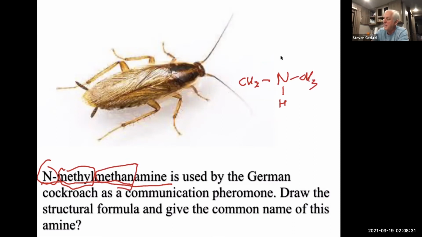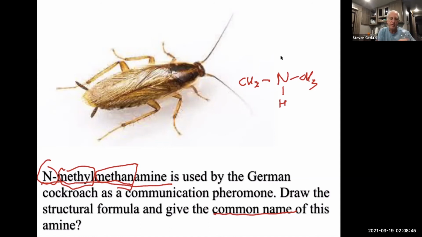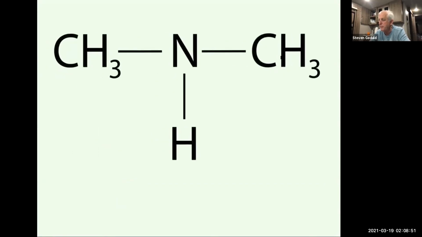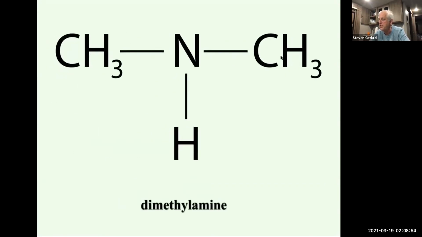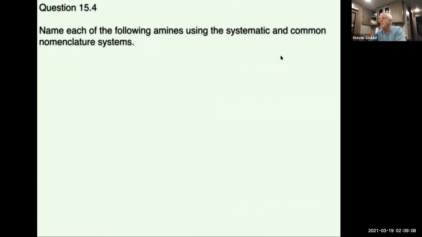Now the common name, it wants the common name of this thing. What would the common name be? What's attached to it? Common name would be what? Dimethylamine. Exactly. Very good. It'd be dimethylamine. So there's our compound. That's what we drew. And it's dimethylamine for the common name. So again, we know it's an amine with the nitrogen. And we had the one N, and then methane amine, which is dimethylamine.